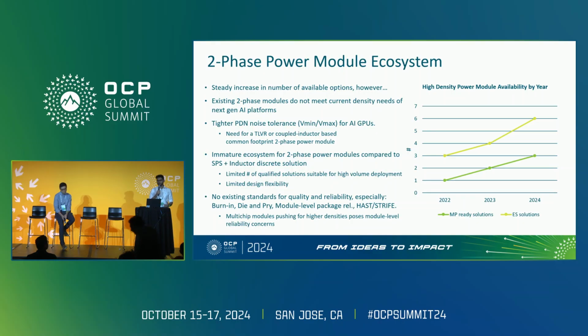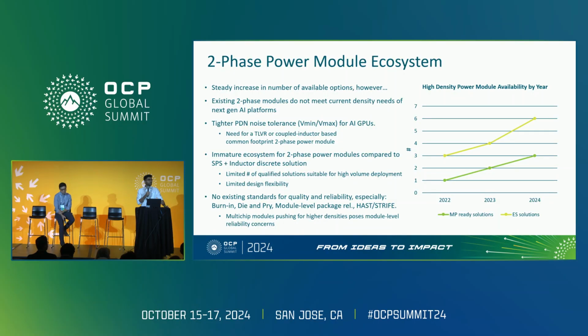If you compare back in 2022, we just had one two-phase power module solution qualified by AMD for mass production, and we were working with 3 other vendors in parallel to qualify them and get them MP ready. Fast forward to now, we have 3 solid two-phase high-density power module solutions qualified by AMD, and they are mass production ready. And we are working with another 6 different solutions to get them qualified for mass production, and to continue driving this ecosystem.